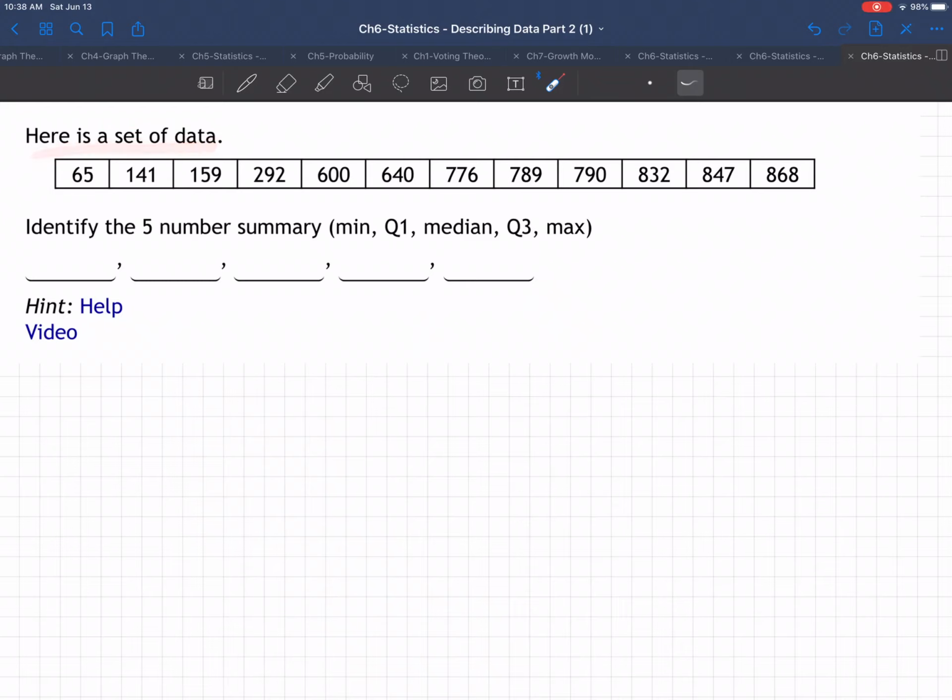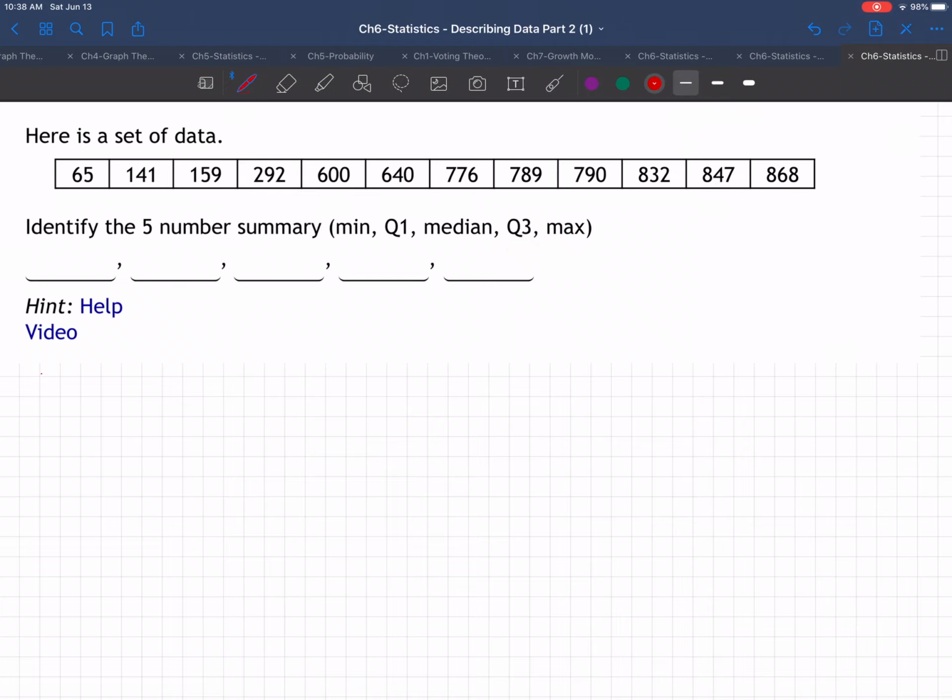Here's a set of data. So they give us this whole long list of data. It says identify the 5-number summary for this data. So the 5-number summary, and they're telling us what it is right here. It's the minimum value, the Q1, the median, the Q3, and the maximum. So let's go through that.